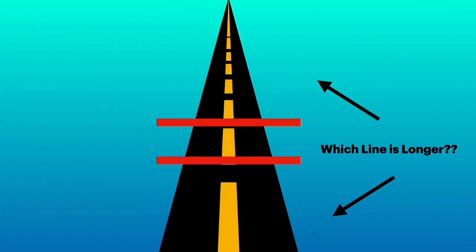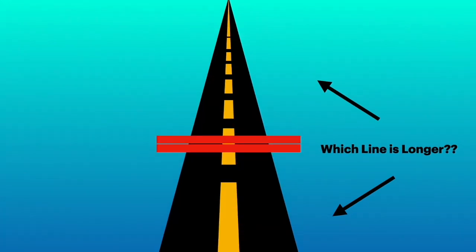Surprise, they're the same. Our brain uses cues from the road, which appears to be disappearing into the distance, to convince us that the top line is longer. So playing with depth perception is one more tool sometimes used in op art. Op art often uses mathematically inspired geometric shapes in black and white, like these from artist Bridget Riley.